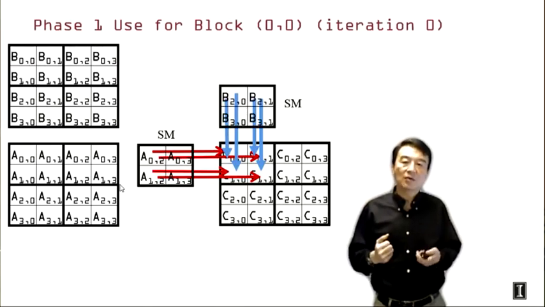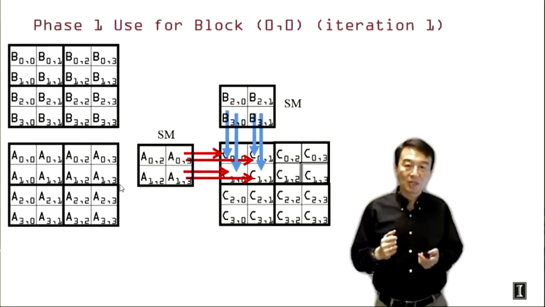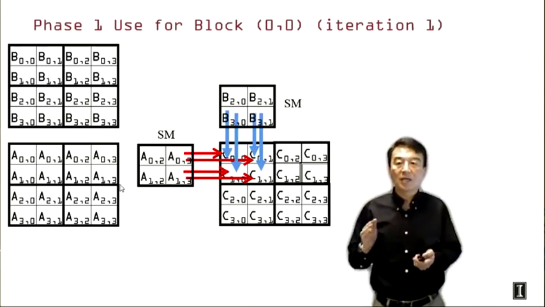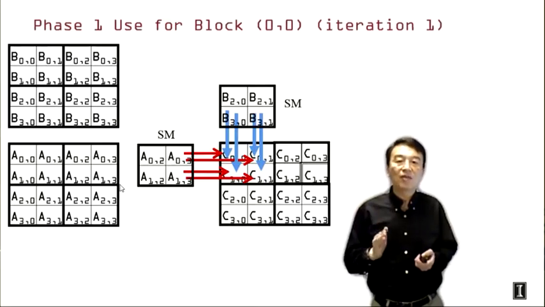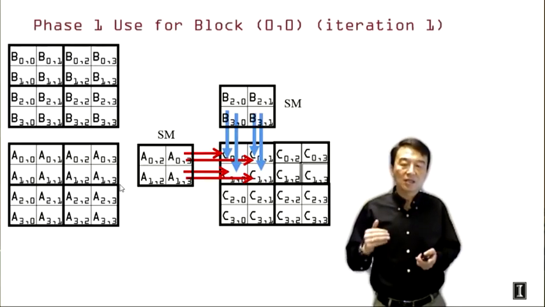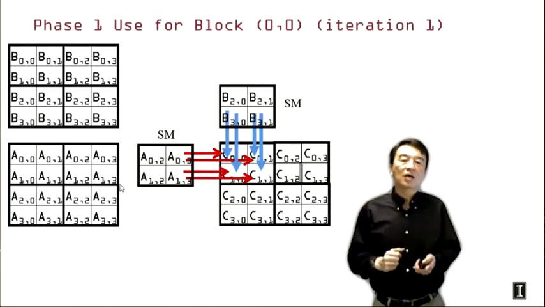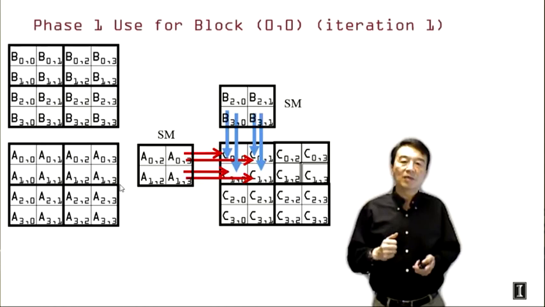And then we can move on to the next step. So this is iteration 1 now. Next slide, please. And we're going to be consuming B30, B31, and A03 and A13. So again, every element is going to be used 2 times, that is by 2 threads. So this completes the execution of the second phase.